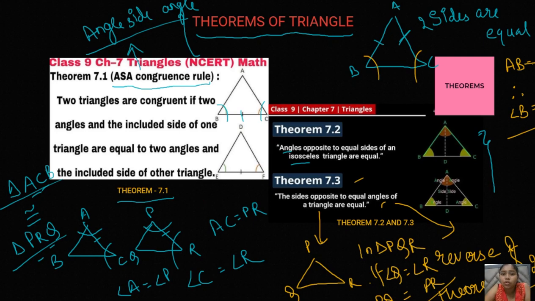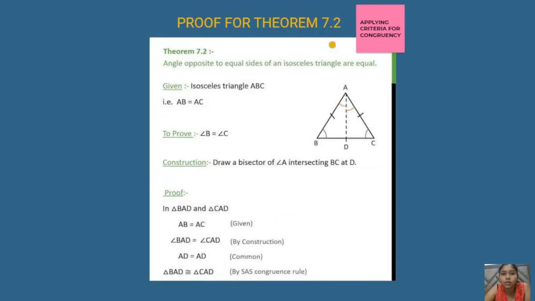So let's have a look at theorem 7.2, why the angles opposite to the equal sides of isosceles triangles are equal. So this is the theorem 7.2 proof. Basically this is half of the proof, and I'll tell you how to prove the other things. This is very easy. First of all, we have to take a triangle. Let's suppose this is the triangle ABC.